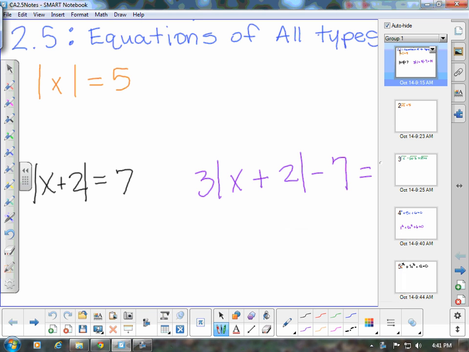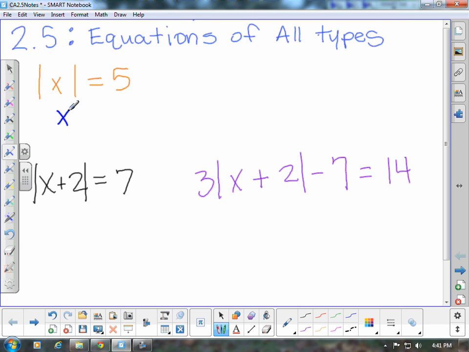Section 2.5 deals with solving different types of equations. And so this first type here would be an absolute value equation, and you're going to try to solve this. So to get x by itself, you have to get rid of the absolute value symbols, and so they just go away. And then the other side would become both positive 5 and negative 5. So anytime you get rid of the absolute value, then it's got to be both of these two.